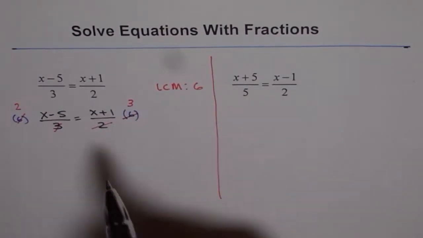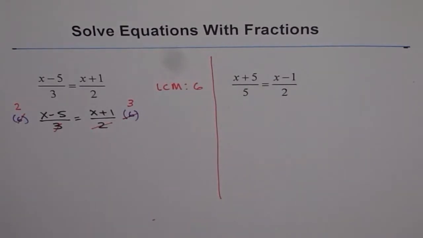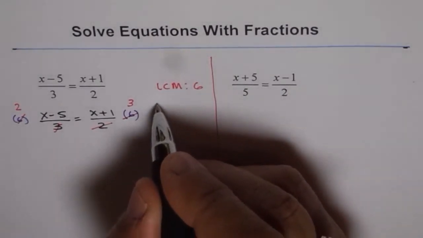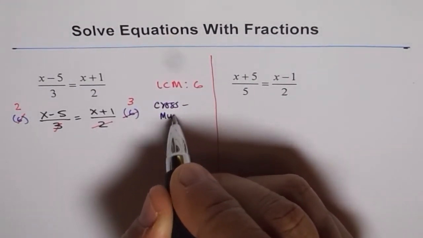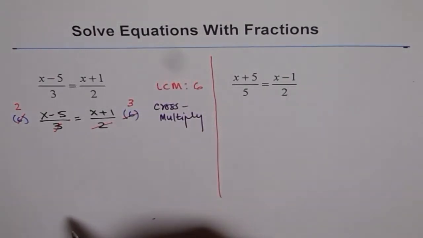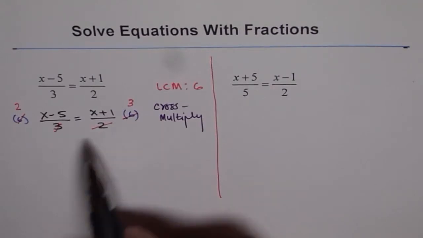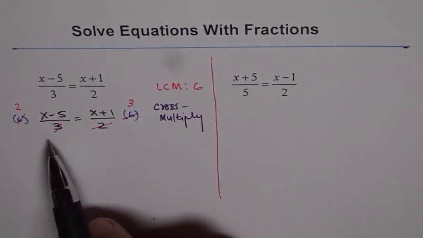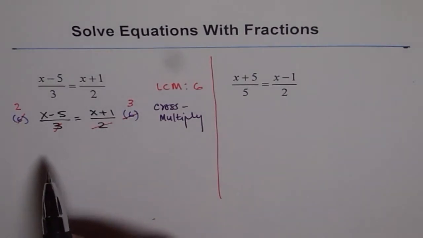Now this operation could also be done by cross multiply. That is the second strategy. So we could have done cross multiply also and get the same result, right? It works when the denominators are prime numbers. LCM is better if we have some common factors here, correct? Then LCM is better. Now anyway, you get the same result.